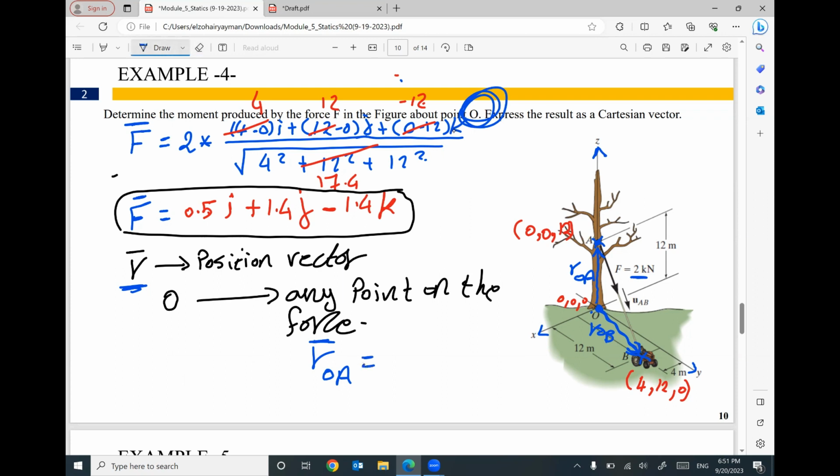R OA as a vector is going from the point O to point A. It must go from the point that you are looking to get the moment about to any point on the force. So the coordinates of point A minus O will be 0 minus 0 I, 0 minus 0 J, 12 minus 0 K. Does that make sense? So this one works.